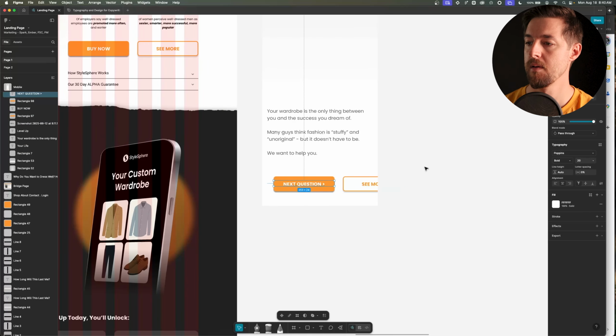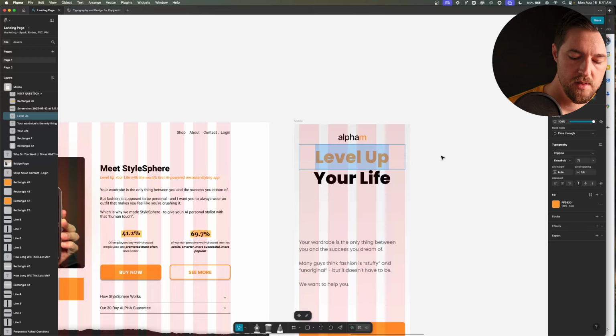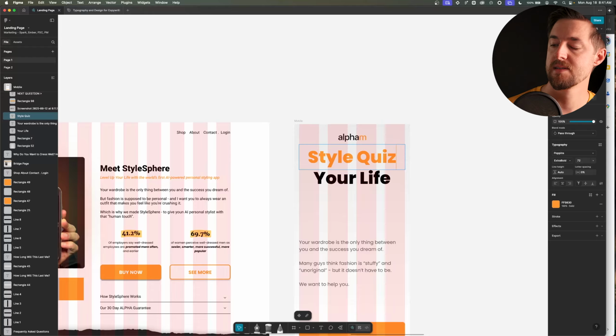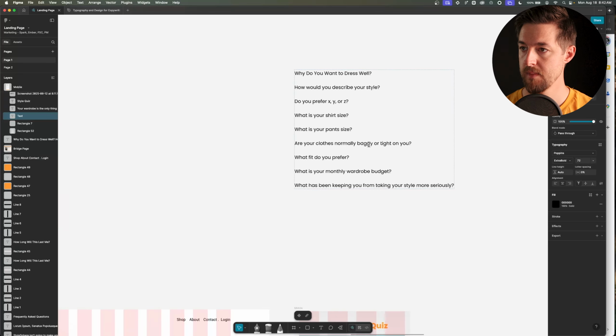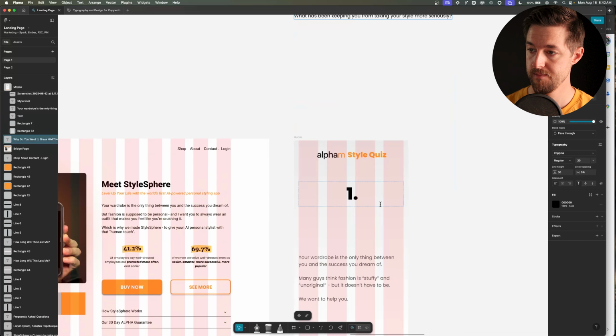I want my button to be full width. The Alpha M style quiz. All right, we're going to drop that to, I don't know, 24 maybe? 36? 32? Question number 1. Why do you want to dress well?